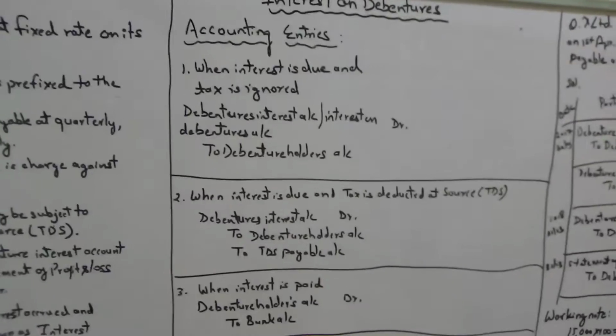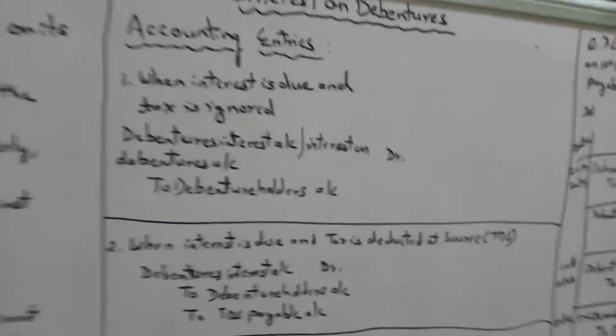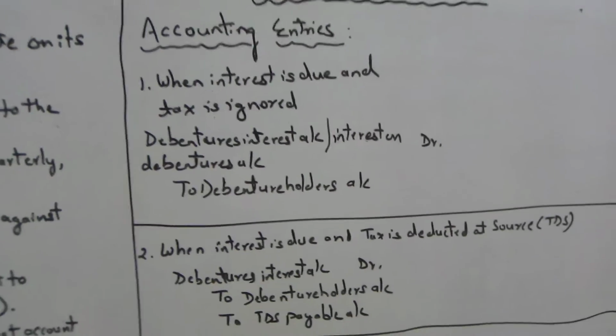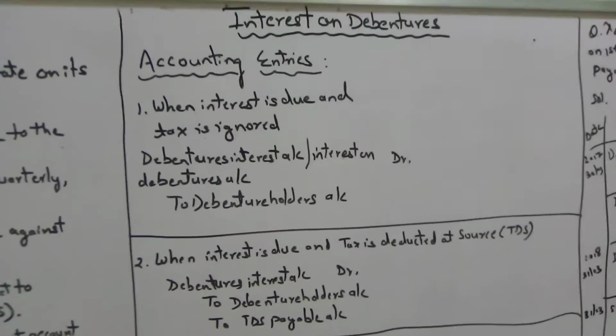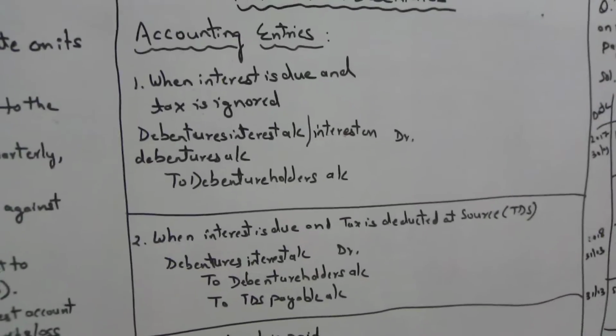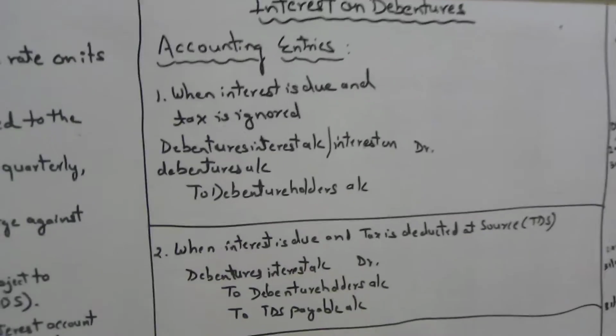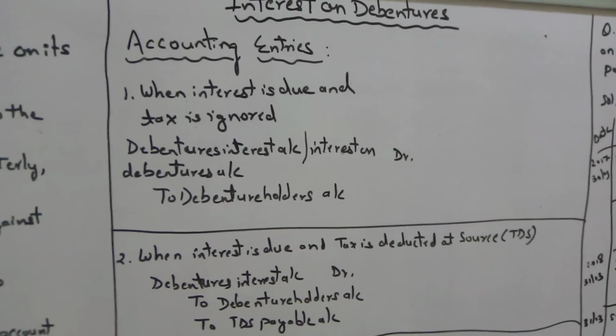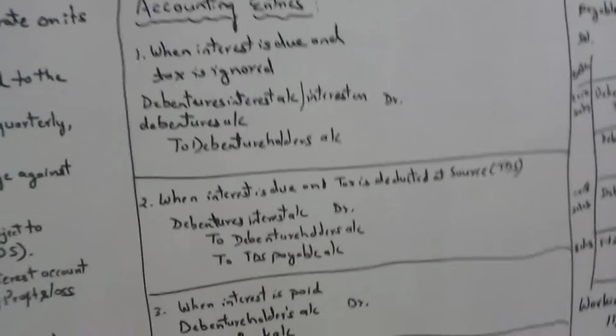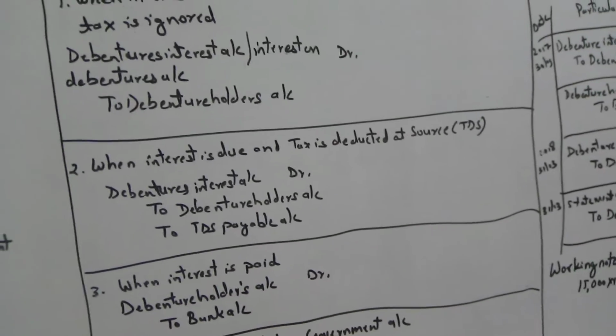Now let's have a look into the accounting entries. When interest is due and tax is ignored, the first entry: debenture interest account or interest on debentures account debited to debenture holders. The second entry, when interest is due and tax is deducted at source.